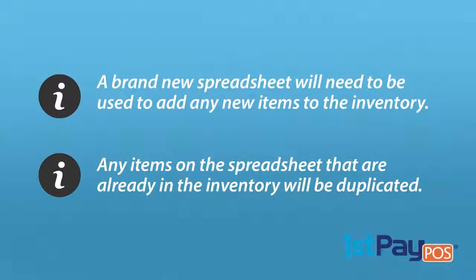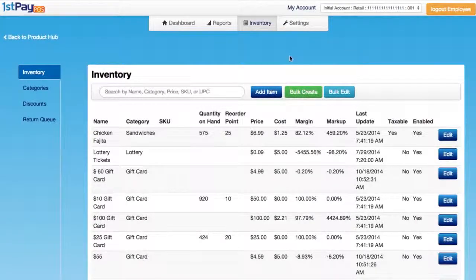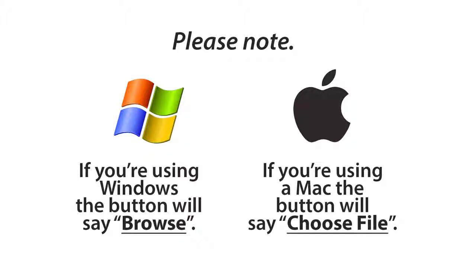A brand new spreadsheet will need to be used to add any new items to the inventory. Any items on the spreadsheet that are already in the inventory will be duplicated. Next, go back to the Bulk Create Inventory Item screen in the portal. Click Inventory, then click Bulk Create. Click Browse. Please note, if you're using Windows, the button will say Browse. If you're using a Mac, the button will say Choose File.